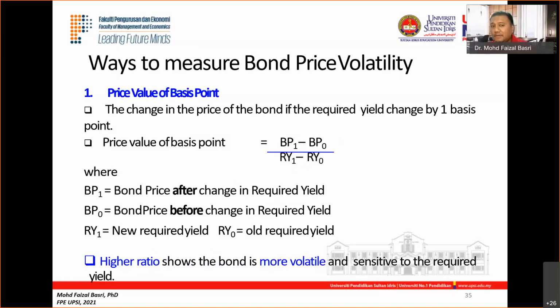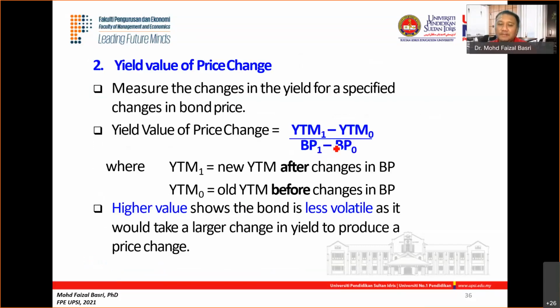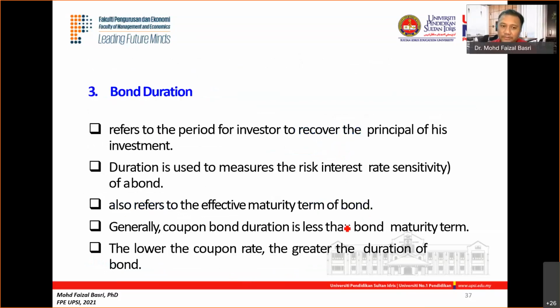Okay, again, out of 3 that we have for measurement of bond price volatility, we will not discuss this in detail, together with this one, yield value of price change. So we want to measure the difference of yield versus bond price changes. Okay, so the one that we will discuss in detail is the third one, which is the bond duration.